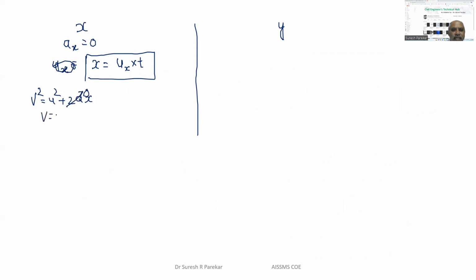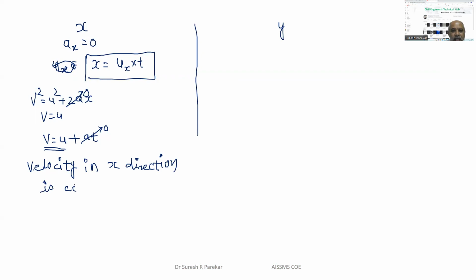So we have v is equal to u, from v is equal to u plus at, as this is 0. So I can write velocity in x direction is constant. Try to understand the concept, and then problems can be solved easily.